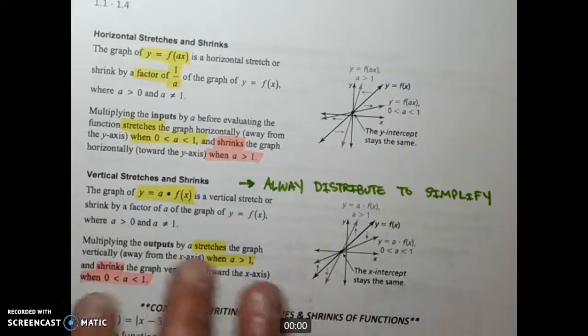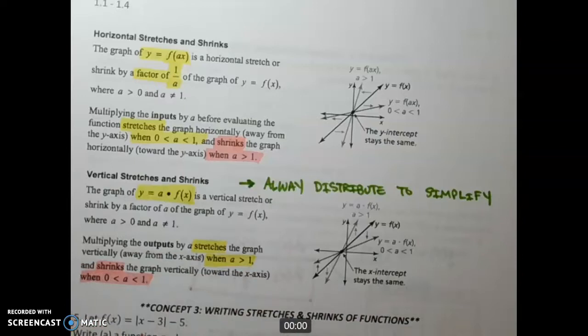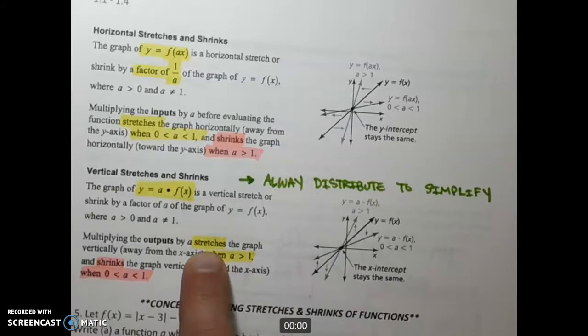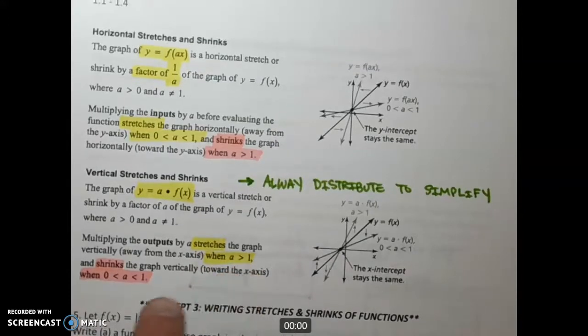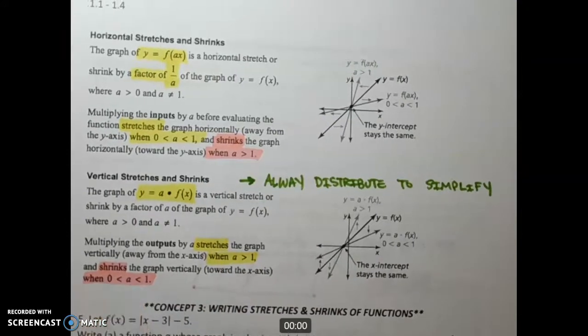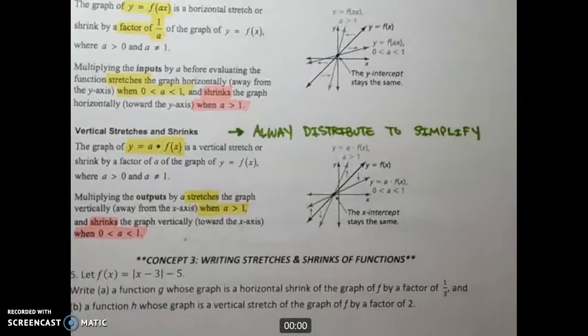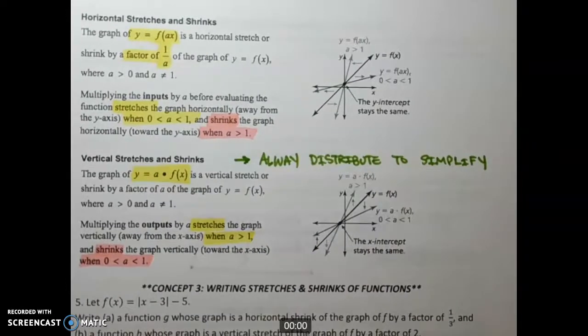Also, really important to know, vertical is just how it sounds. We're not changing anything. It's normal. So, when I stretch it, a is going to be greater than 1, and it shrinks when a is in between 0 and 1. Again, that is totally opposite of horizontal stretch and shrink. All right, very good. Always you have that to refer to.